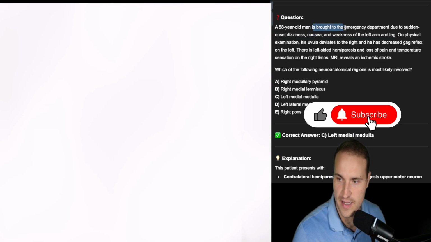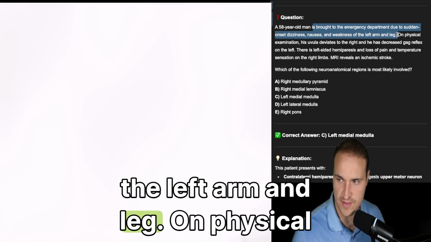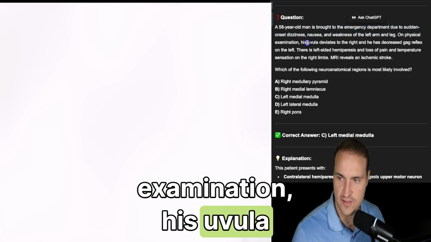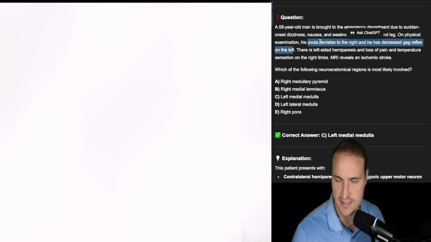A 58-year-old man is brought to the emergency department due to sudden onset dizziness, nausea, weakness of the left arm and leg. On physical examination, his uvula deviates to the right and has decreased gag reflex on the left. Okay, right then and left. Okay, got it. There is left-sided hemiparesis and loss of pain and temperature. MRI shows ischemic stroke. Which region is involved?